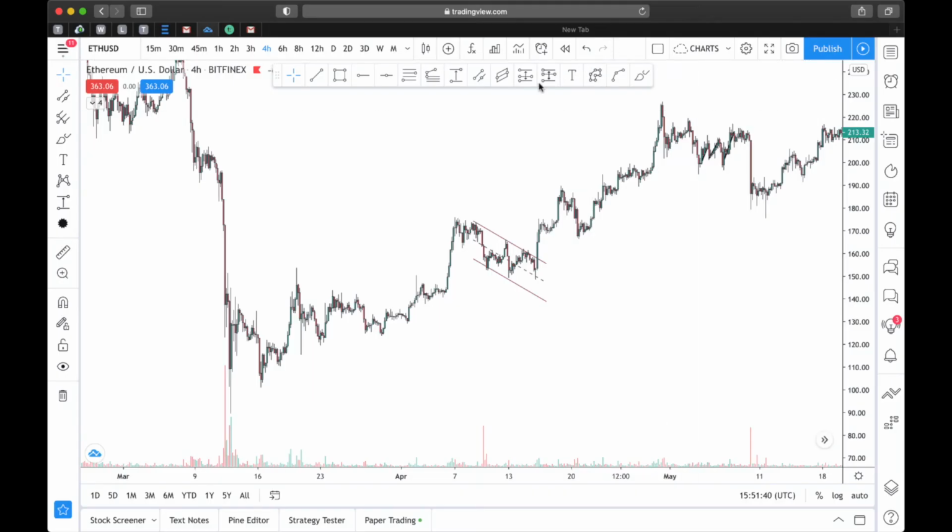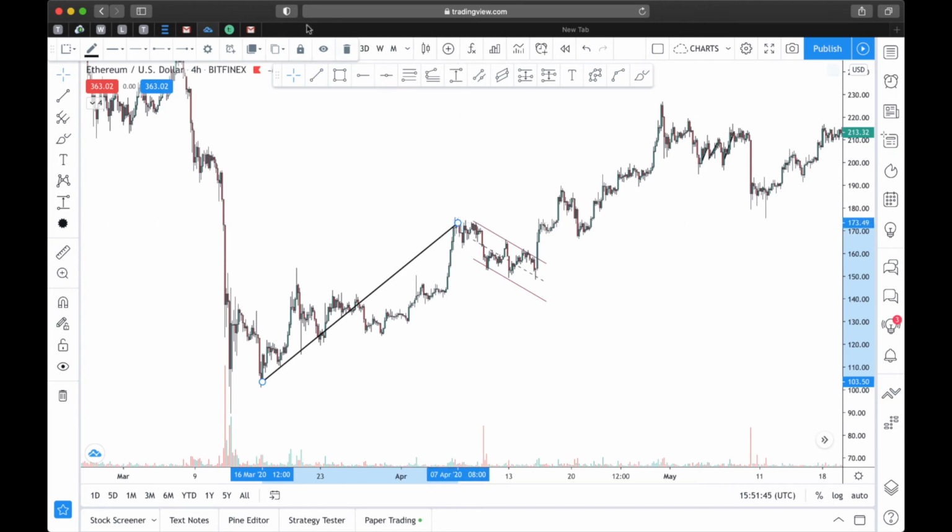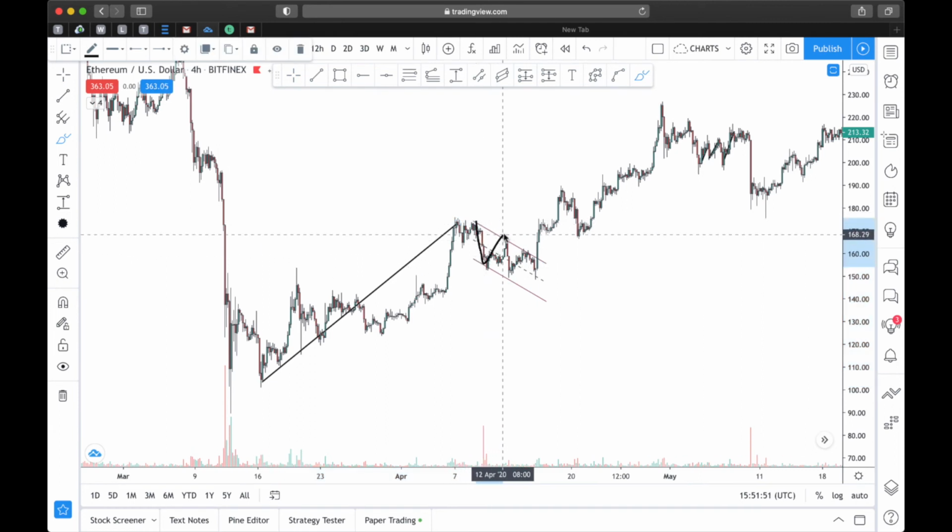So let me show you in a real life scenario. We can see that there has been an uptrend for a while, and then there's a correction, and the correction is the flag here. You can see the price moving in between this down channel, and this is a bullish flag. So price moved in between this channel before breaking upward.